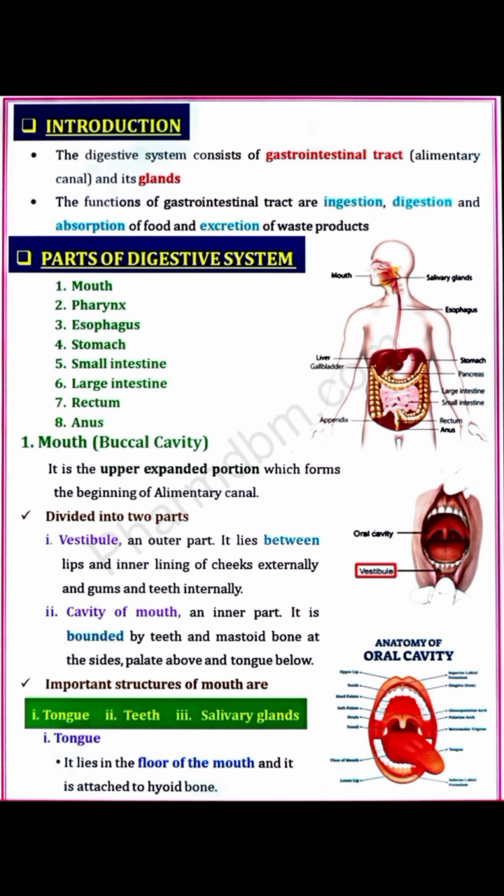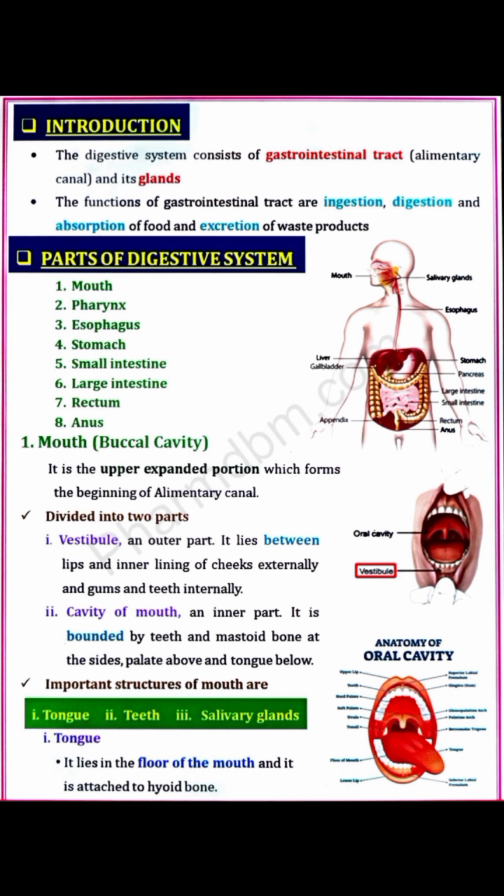Parts of digestive system: it is divided into 8 parts: mouth, pharynx, esophagus, stomach, small intestine, large intestine, rectum, anus. First one, mouth. It is also known as buccal cavity. It is the upper expanded portion which forms the beginning of the alimentary canal. It is divided into 2 parts. First one is vestibule, an outer part. It lies between the lips and the inner lining of the cheeks externally and gums and the teeth internally.